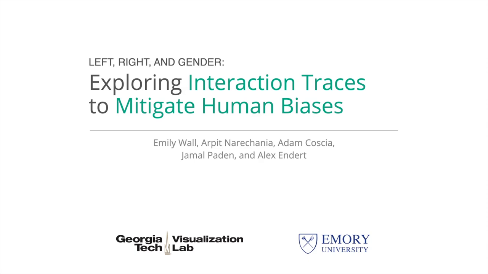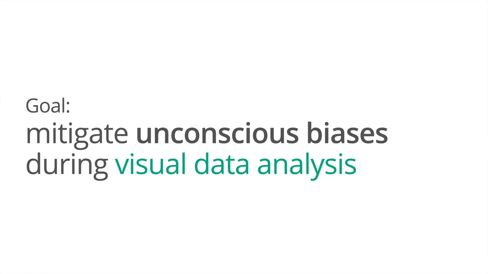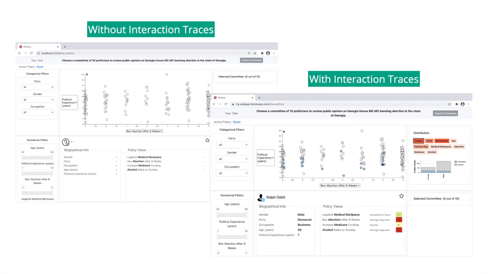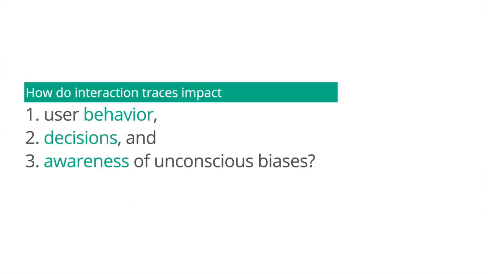In this paper, we study how to mitigate unconscious human biases during visual data analysis. We integrate an intervention, interaction traces, a visual footprint of a user's interaction history, into a visual analytic tool, and study how it can be used to impact user behavior, decisions, and increase awareness of potentially unconscious biases.